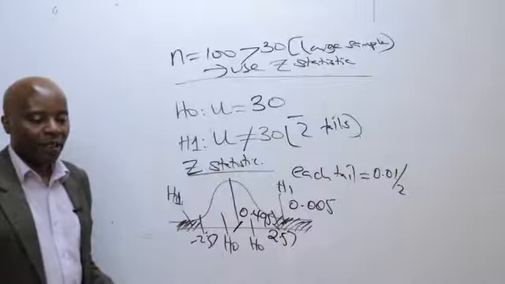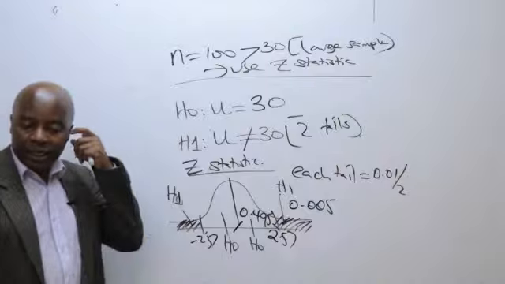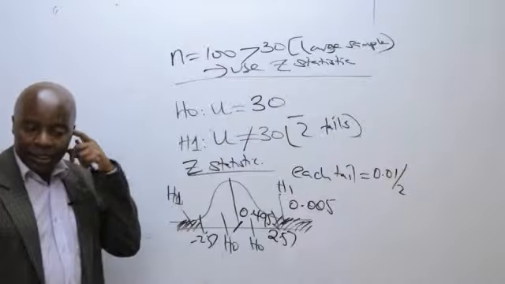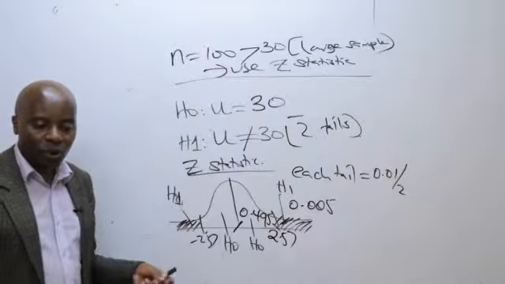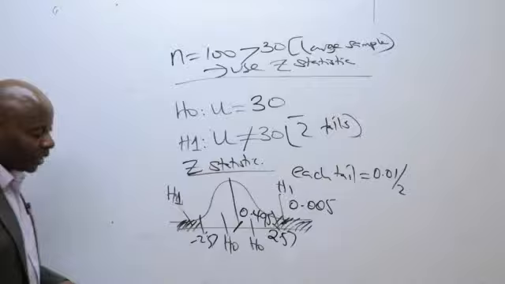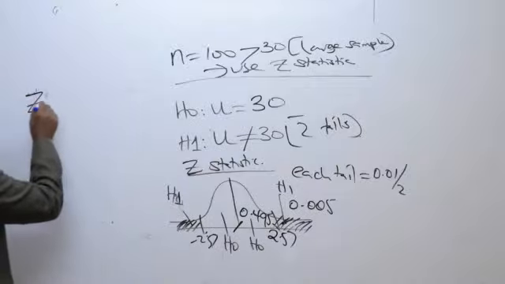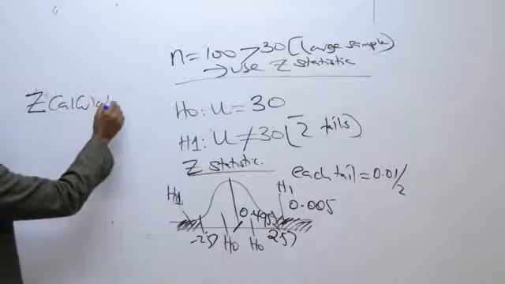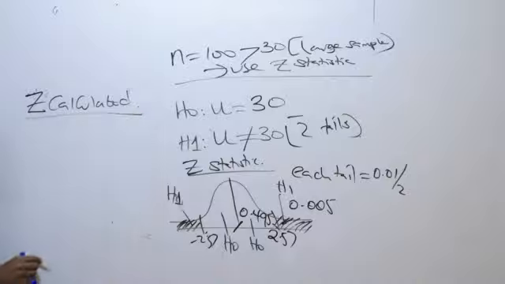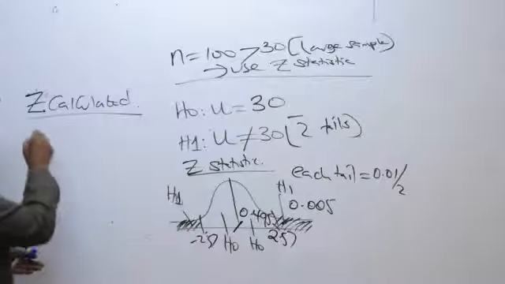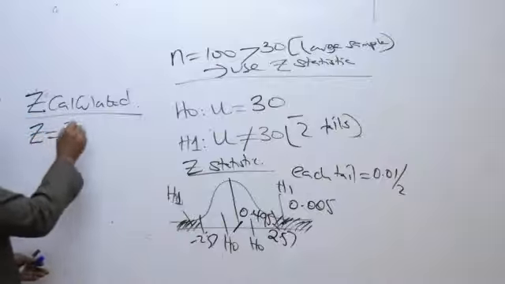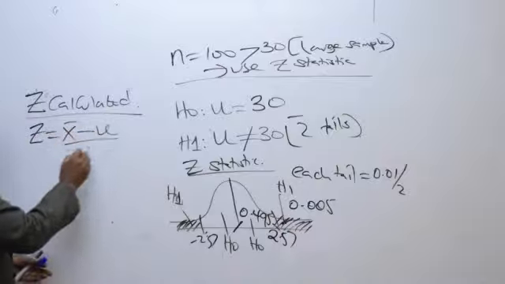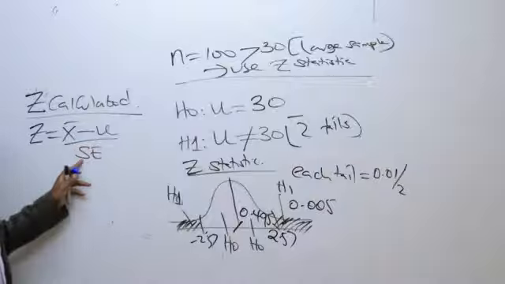Mark yours like that. After you mark yours like that, ladies and gentlemen, I would want us to go to the last thing, which is the Z calculated. So for Z calculated, how will my Z look like? My Z, as usual, will be X bar minus mu all over the standard error. Please write this in full.